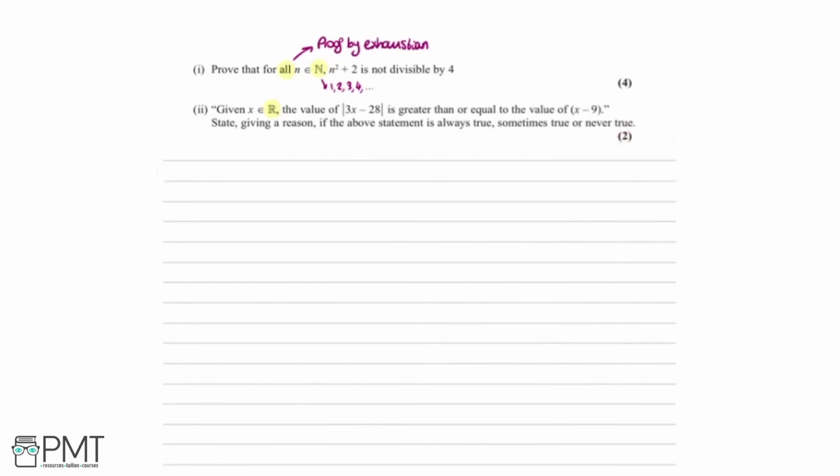And this is for 2 marks. So firstly, just looking at the question, it says that x is contained within the real numbers. So the real numbers are just anything that could be represented on a number line. So for example, 1, 3.5, square root of 5. Anything like that is a real number.